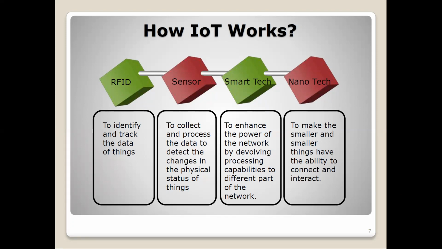Third is smart tech, to enhance the power of the network by devolving processing capabilities to different parts of the network. And fourth is nanotech, to give smaller and smaller things the ability to connect and to interact, right? So these are the basic things with which, through this network or connectivity, a whole IoT system will work. Right, we are going to complete this quickly, because we have already seen this in the introduction part and in unit number 1 or 2.